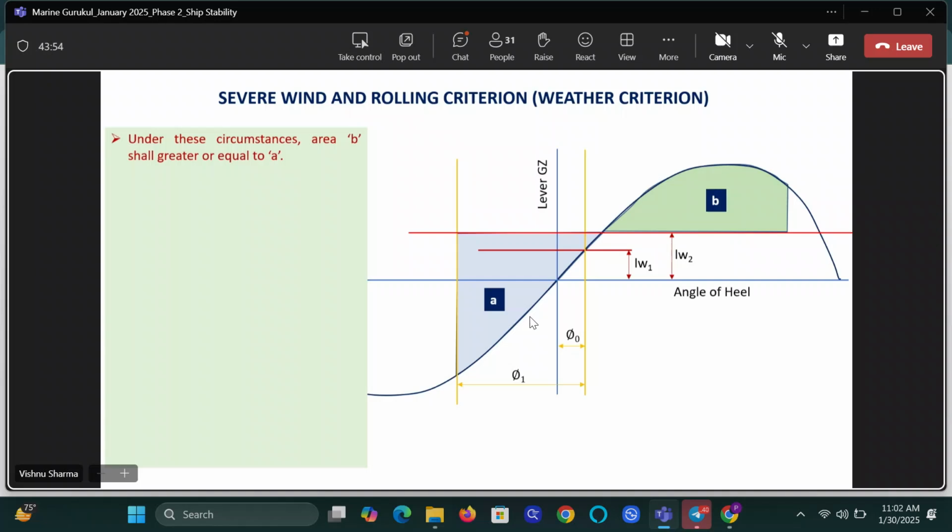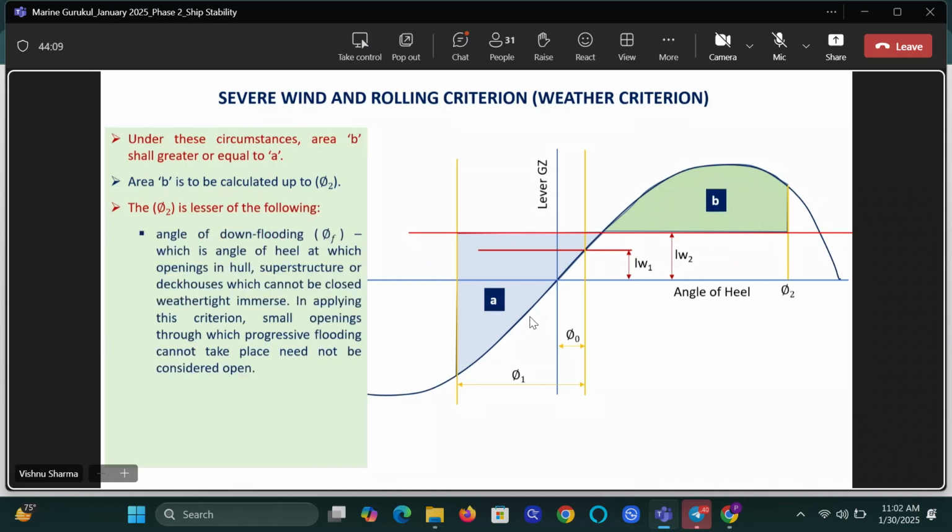But up to which angle do we measure angle B? We measure it up to phi 2. You see, I marked phi 2. What will be phi 2? Phi 2 will be the least of the three options. Instead of writing this definition, you can just say it is the angle of down flooding, theta f, 50 degrees, or phi c, the second intercept of LW2 with the GZ curve. And now on the diagram, I'm marking phi c.